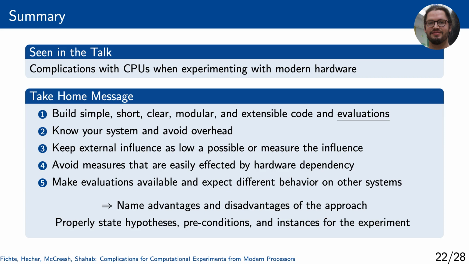There might be unexpected things happening. Avoid measures that are easily affected by hardware dependencies. Make your evaluations available and expect varying behavior on other systems. Something that's very generic and could also be told in an Experimental Physics 101 lecture. Name advantages and disadvantages of your approach. Properly state hypotheses, preconditions, and instances for the experiment. Name your choices.